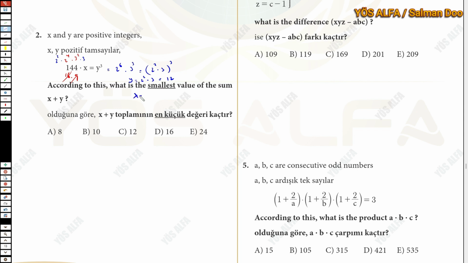And how about x? X is the terms that we have added to multiply the existing numbers. So 2 squared times 3 is x, which is then again equal to 12. So x plus y is 12 plus 12, which is 24. This is what we were after. So the answer is E.